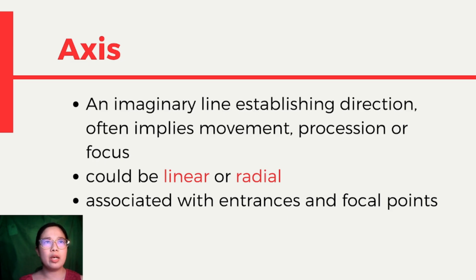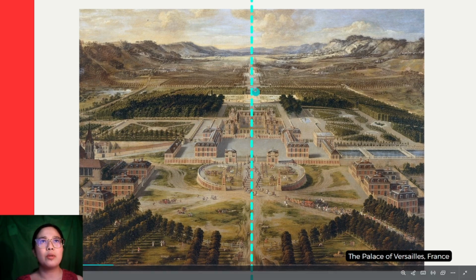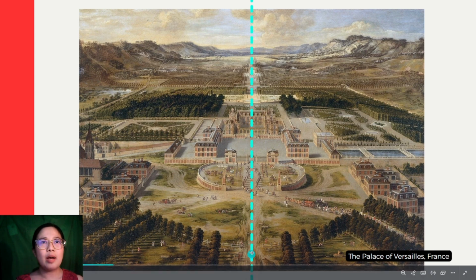It is associated also with entrances and focal points. So, most of the time, yung entrance natin and yung mga focal points, the important points in that building is along the given axis. One example, this is the Palace of Versailles in France. So, meron tayong central axis, okay? Pag napansin niyo yung both sides hindi naman pareho. It's not a mirror image of one another. But the center axis here establishes a straight line, okay?